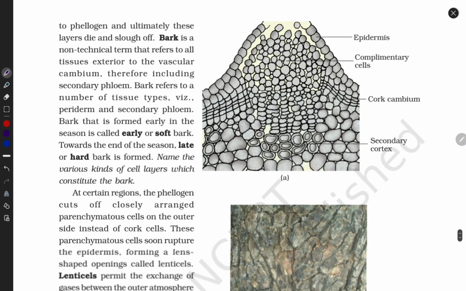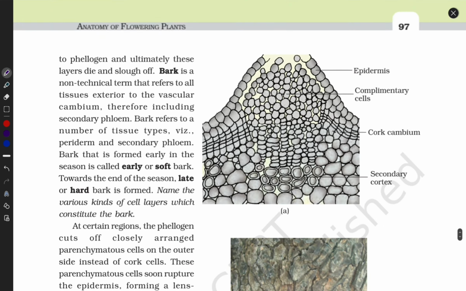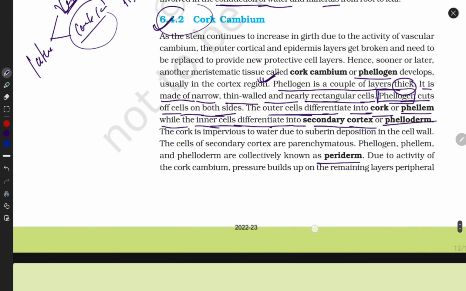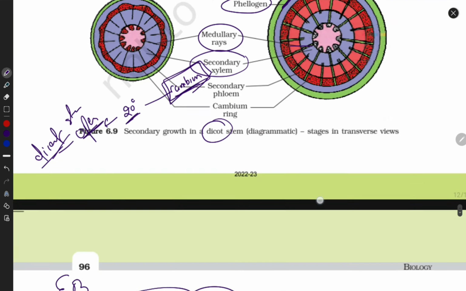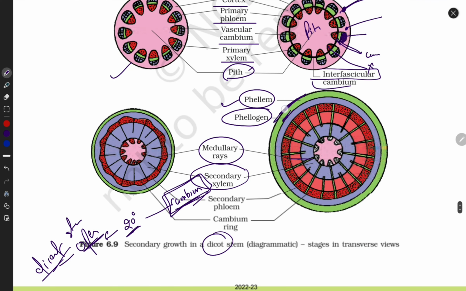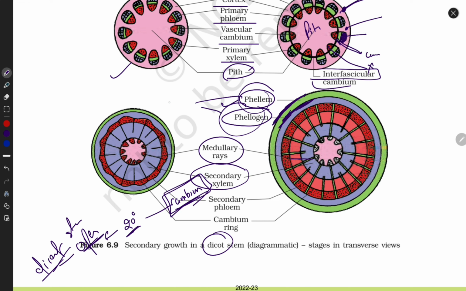Means where is diagram? Look at here, guys. There is your diagram. This is the epidermis cell. These are epidermis cell. Outer layer is phellem, then phelloderm, complementary cell, and these are cork cambium. And this is none other than secondary cortex. They are responsible for divide. Means outer layer, what they form phellem. Outer layer is phellem. Look at here now. Outer layer is what? They are phellem. These are phellogen. These phellogen now convert into bark.